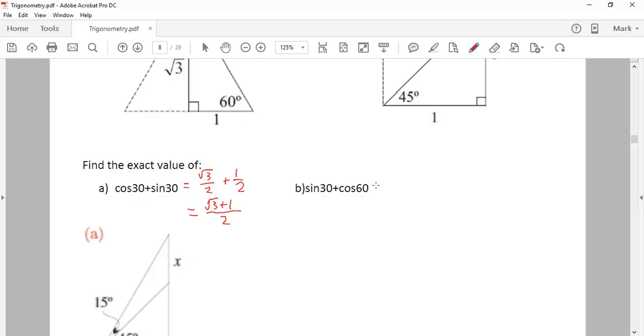Alright, so the next one: sine 30 is a half, and then cos 60 is also a half. If you remember our complementary angles, sine 30 and cos 60 are the same. So half plus a half goes to 1.